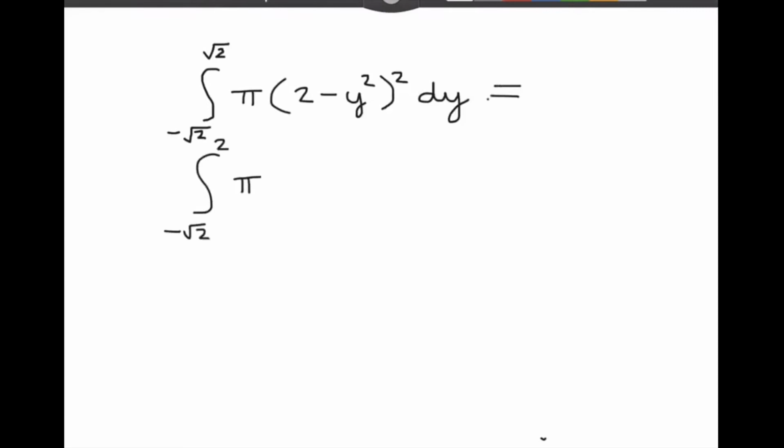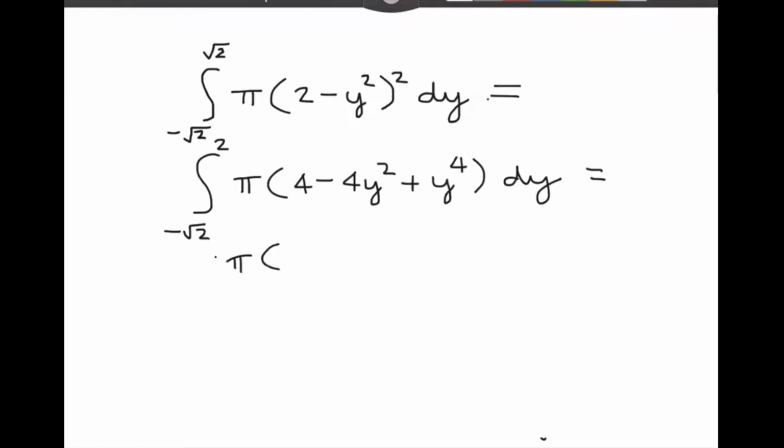Multiplying out the square of 2 minus y squared, we get 4 minus 4y squared plus y to the fourth. And then using the backwards power rule to get the antiderivative, that would be 4y minus 4y cubed over 3 plus y to the fifth over 5. We're going to plug in root 2 and then plug in negative root 2.